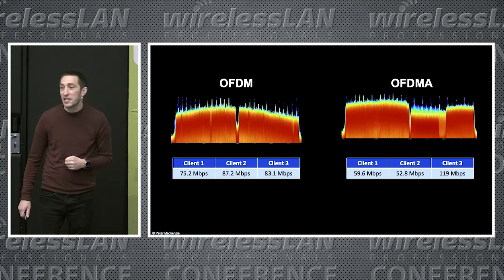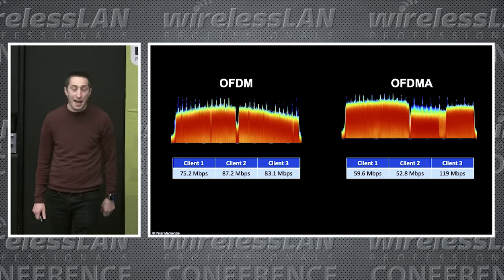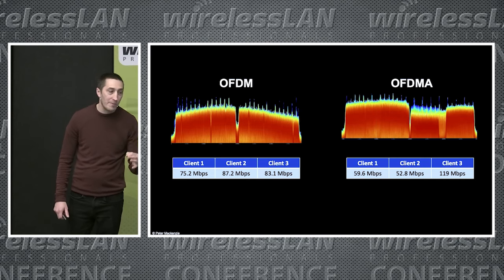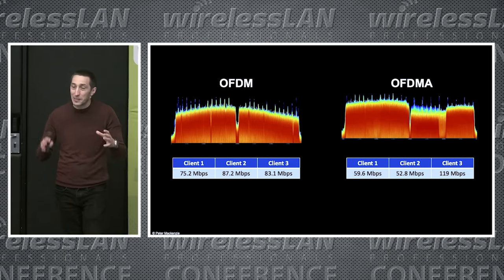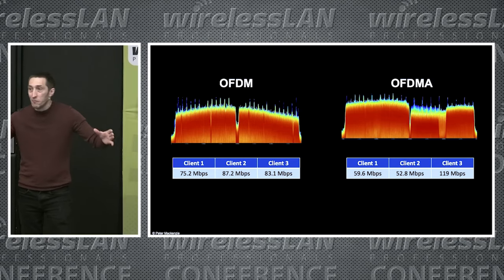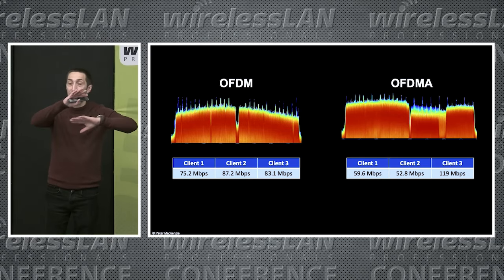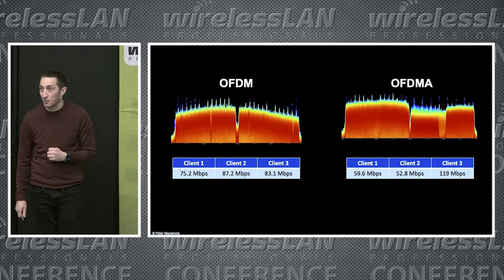When I looked at 3 clients, it was interesting. 3 clients using OFDM, look at the throughput values: 75.2, 87.2, 83.1. They're all very similar. It split the time reasonably equally amongst the clients, because only one of them is transmitting at any one time, but they're always getting the full channel. I was using 80 megahertz wide channels for that.